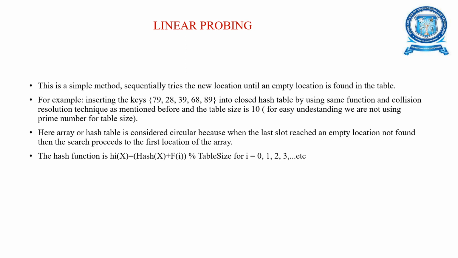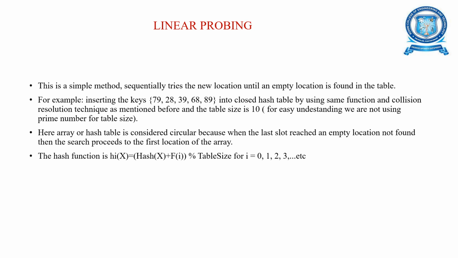First we'll see the linear probing technique. It is the simplest method, which tries a new location until an empty location is found in the table. Inserting the keys 79, 29, 39, 68, 89 into a closed hash table using the same hash function and collision resolution technique, where the table size is 10. Here the array or hash table is considered circular, and if an empty location is not found, the search proceeds to the first location of the array.